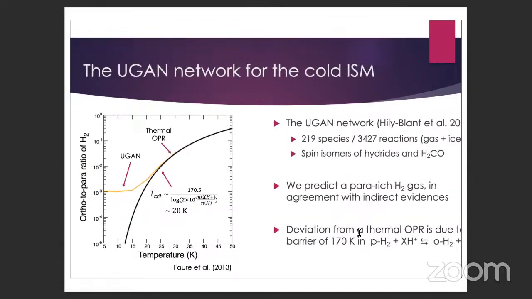And so we have implemented this in a chemical network that is called UGAN, for University of Grenoble-Alpes network. It is fully described in this paper from 2018. It's a small network compared to famous networks like KIDA or UMIST, but we do include all the spin isomers of hydrides, including carbon, oxygen, nitrogen, sulfur. And recently, we also implemented the chemistry of formaldehyde, and I will show two results in the next slide.